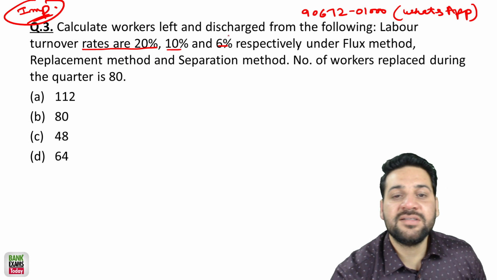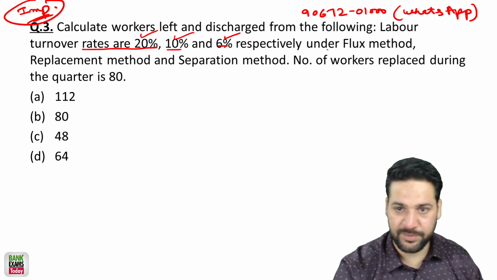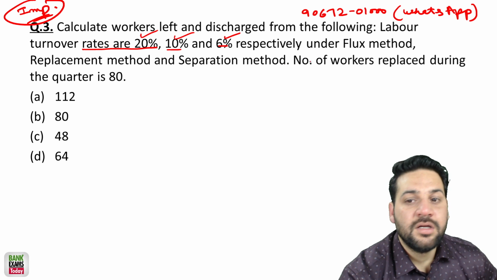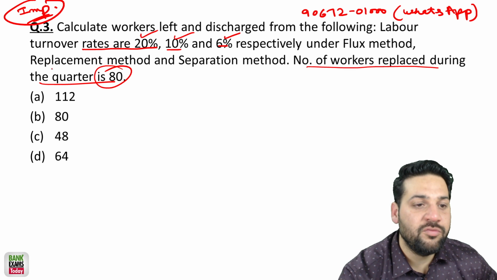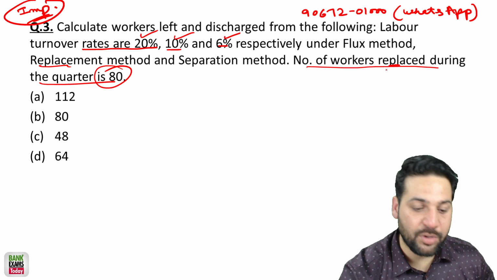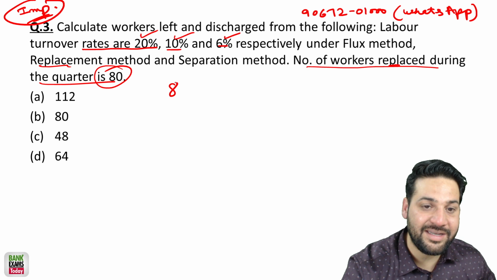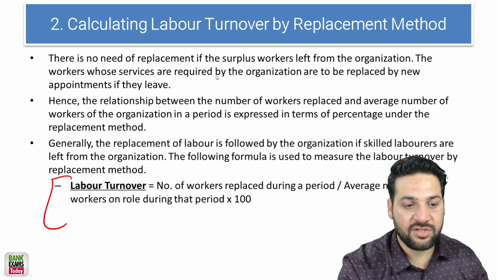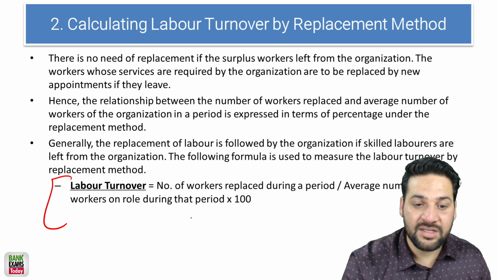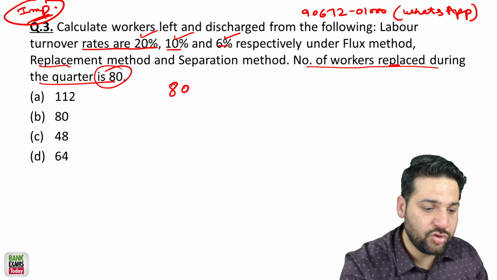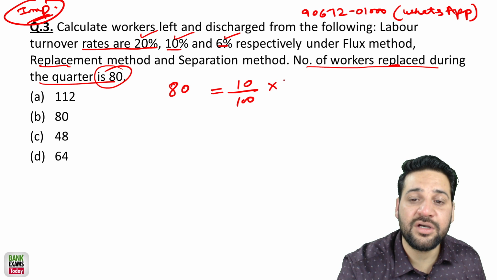Chalo, calculate workers left and discharged, given the labor turnover rates are 20%, 10% and 6%, and the number of workers replaced during the quarter is 80. So we need to use the replacement method because we got the number of workers who were replaced during the quarter, which is 80. Okay, so just put it here. The number of workers who were replaced is how many?